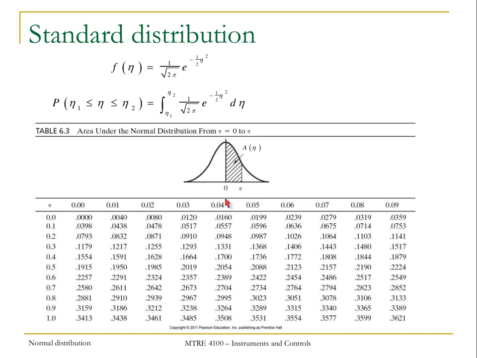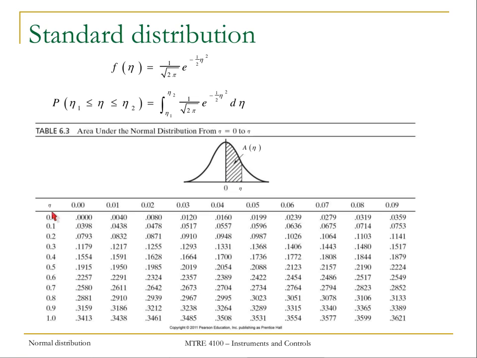Since this is an unbiased distribution, it means it's symmetrical around the mean. The area here between 0 and eta is the same as the area from negative eta to 0. So this table just gives you areas under the curve from 0 to eta. And if you wanted to find from negative eta to eta, you would just multiply that area by 2. Or if you wanted to find the probability of values from negative eta to 0, you could still use the table for values from 0 to eta because of the symmetry.